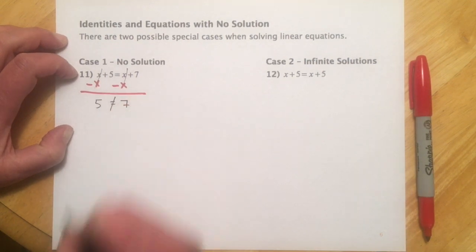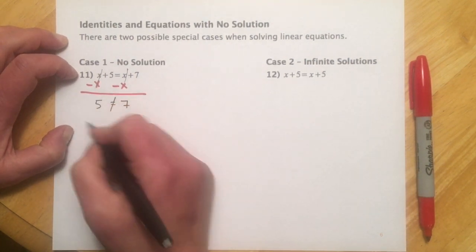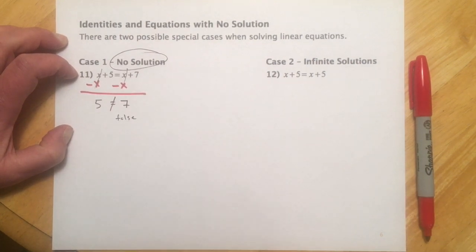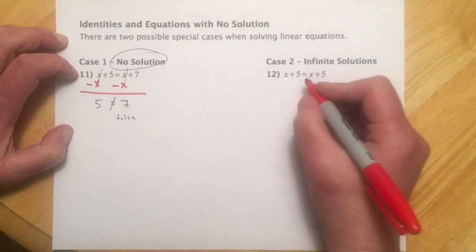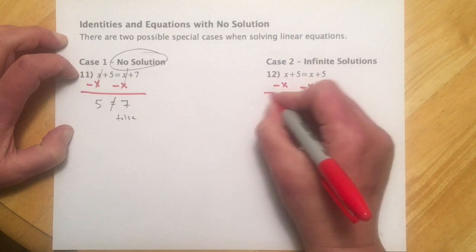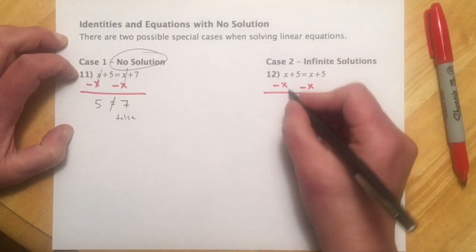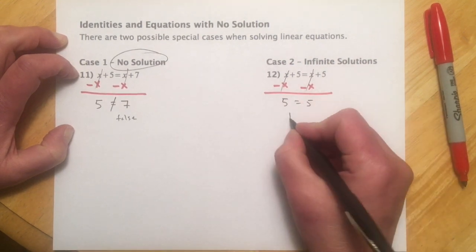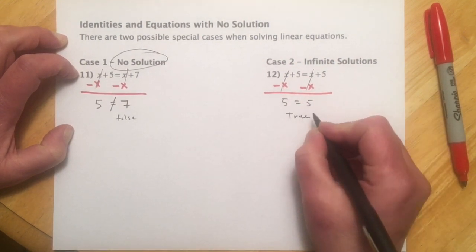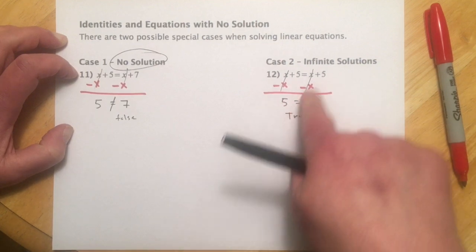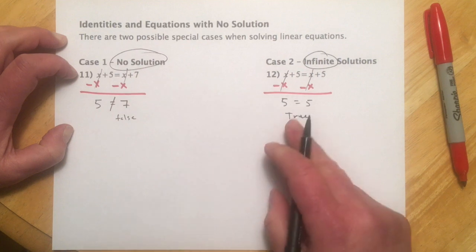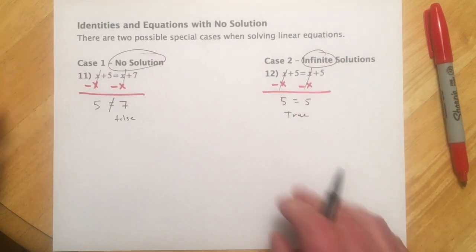Well, 5 does not equal 7, so this is why it's a no solution, because I'm getting this false statement down here. On this side though, when I bring the x over, I get x is canceling, but I got 5 equals 5. So that one's a true statement. And so when you get the weird true statement, that's where it's actually infinite solutions. So the false ones, no solutions, true ones, infinite solutions.